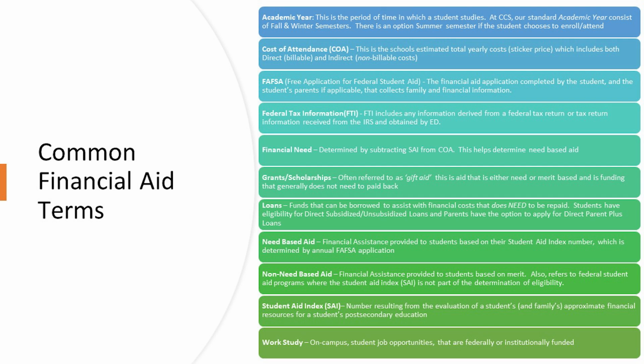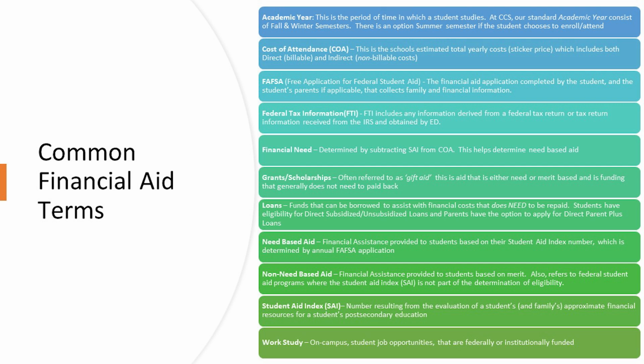So, common financial aid terms. Whether you're attending CCS or another school, you're going to encounter several financial aid terms that are similar across the education. One term that you are going to come across is the cost of attendance, or the acronym COA. This is a total estimated yearly cost based on your housing selection, which includes billable and non-billable expenses, as well as your dependency status, which is determined by filling out your annual FAFSA application.